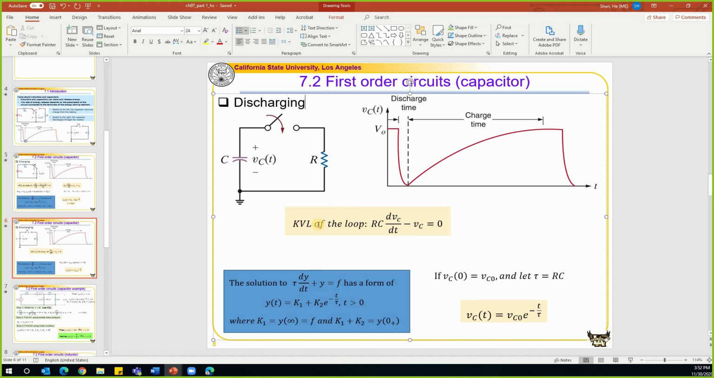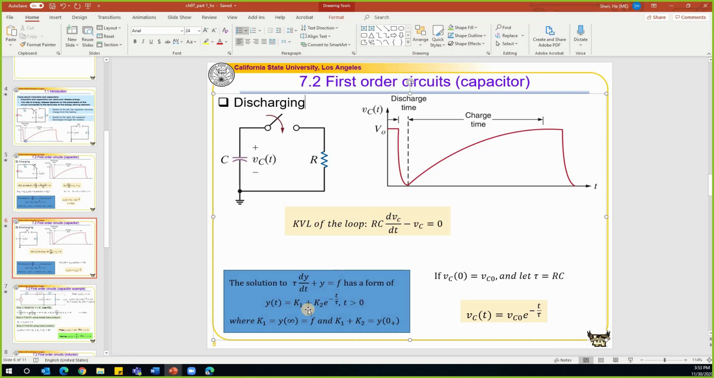Again, we can write the KVL equation for this loop. If we write a KVL equation, we count the voltage drop around this loop. This is a single loop, right? The voltage drops on this loop add up to 0. The voltage drop on this resistor R is equal to R times the current. The current through this network is equal to C times dV over dt. So this is the voltage drop on this resistor. The voltage drop on the capacitor is minus Vc, and the sum is equal to 0. So this is the equation that we have.